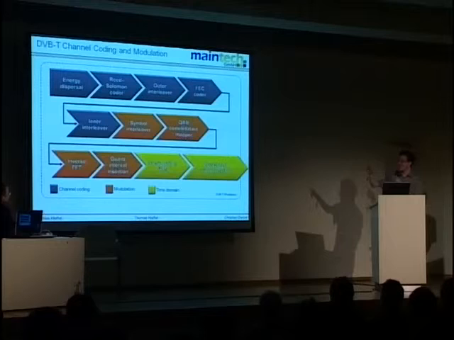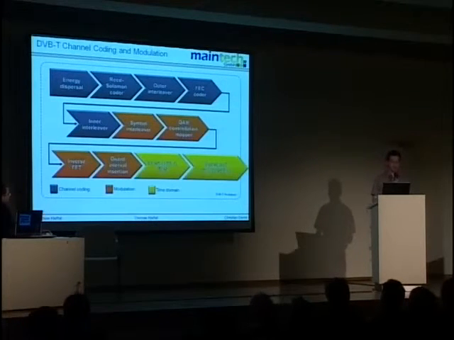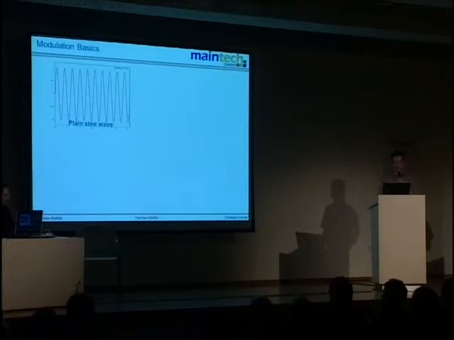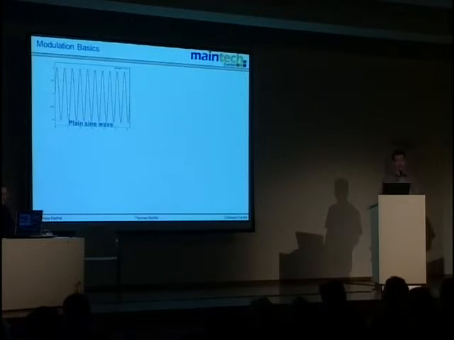Okay, so that's basically the block diagram of the modulator. Will come to modulation. For modulation, you need a carrier wave. This carrier wave probably looks something like this. It's a plain sine wave. And what you want to do is you want to impress information onto the sine wave. There are three ways to do that.